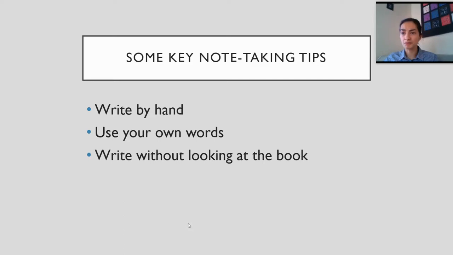Thing number 3, don't look at the book while you're writing. Don't keep glancing back and forth between your notebook and the textbook. See if you can read the information, internalize it, get it stuck in your head, and then go over to your notes and write that information down there without glancing back at the book.